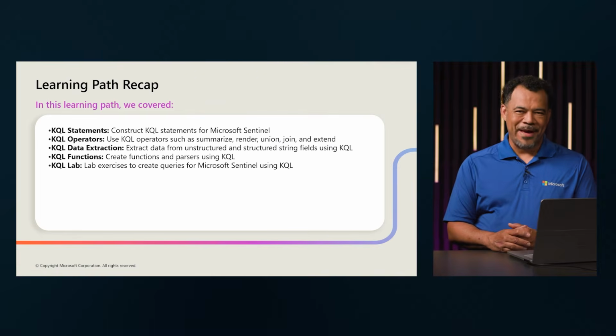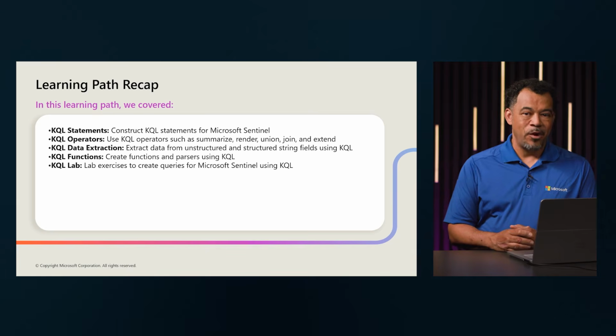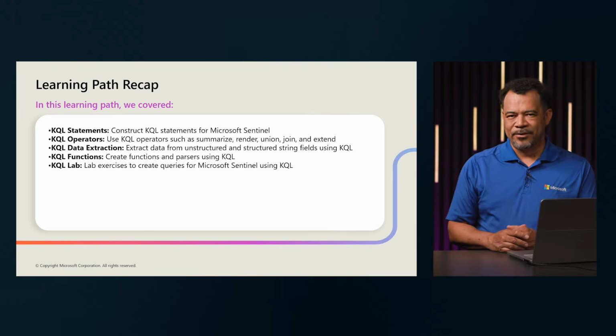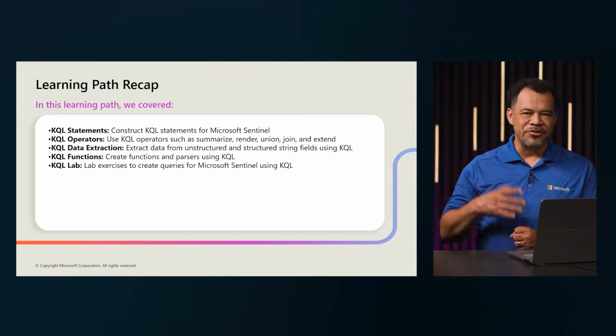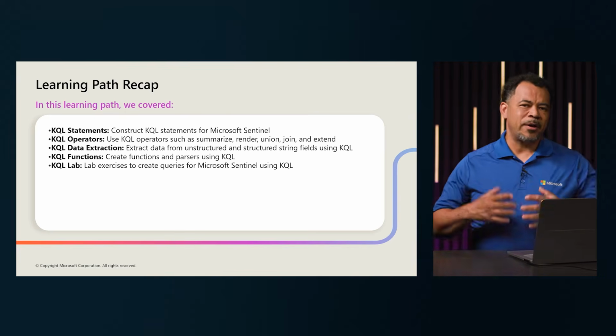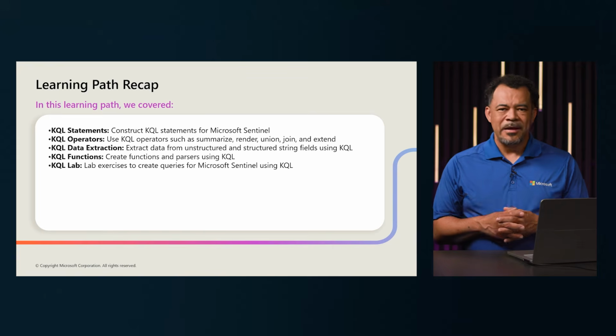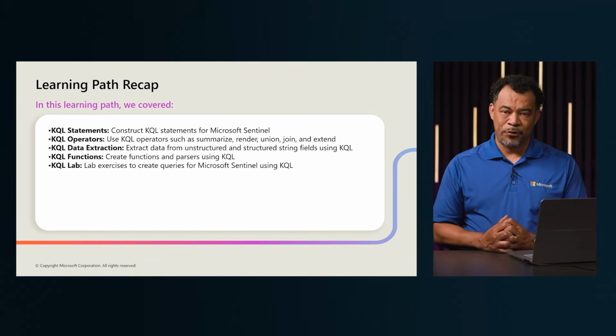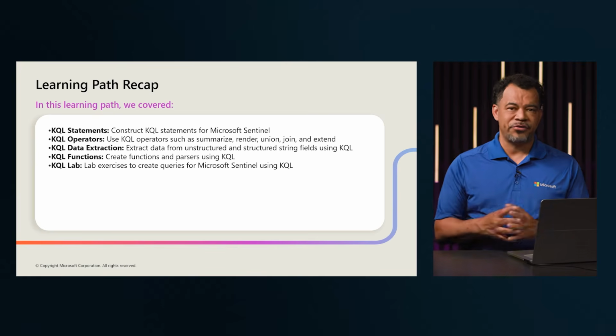So this concludes Learning Path 6. In this learning path, we covered KQL statements. We talked about how to construct those KQL statements. We talked about various KQL operators such as summarize and render, union, extend, and so forth. We talked about KQL data extraction, how we can extract unstructured and structured data with KQL queries. We also talked about KQL functions, how to create KQL functions and parsers using KQL.